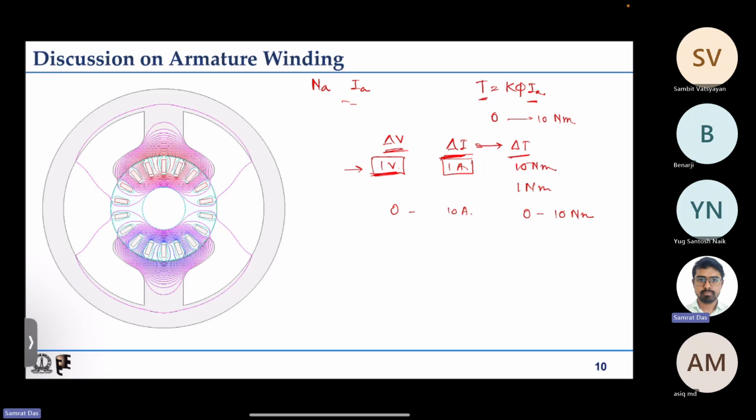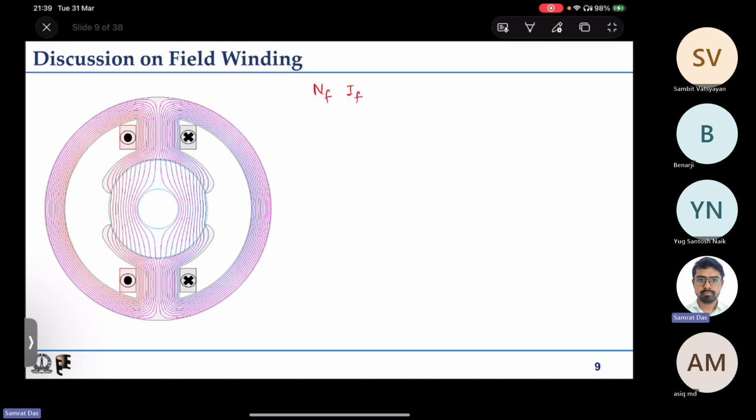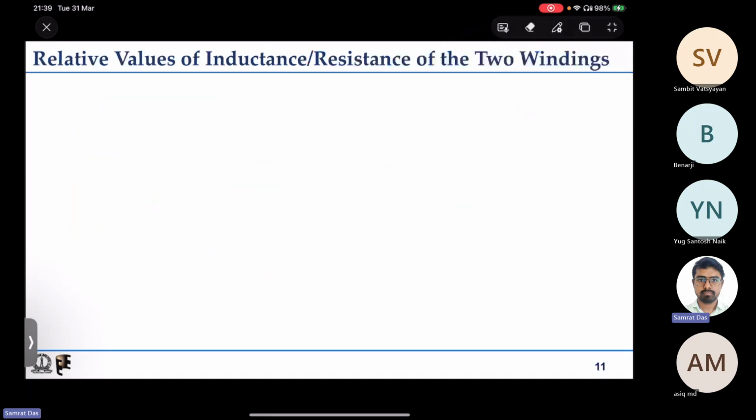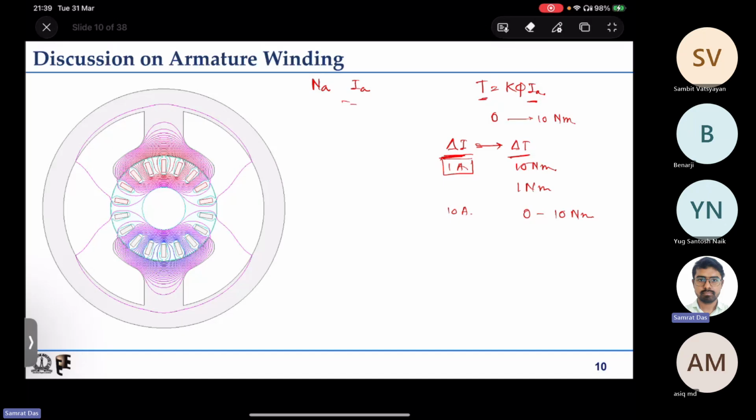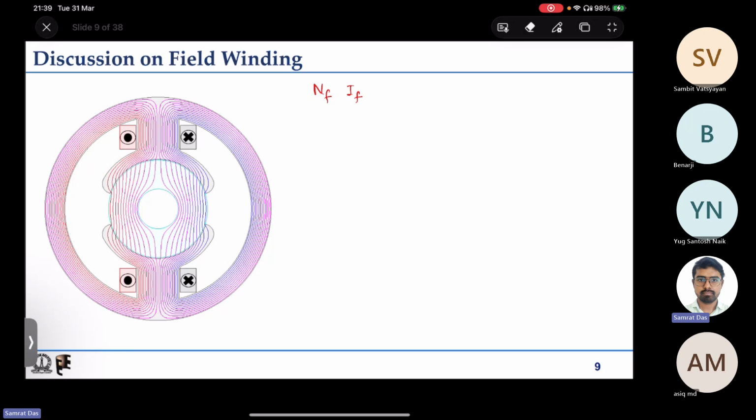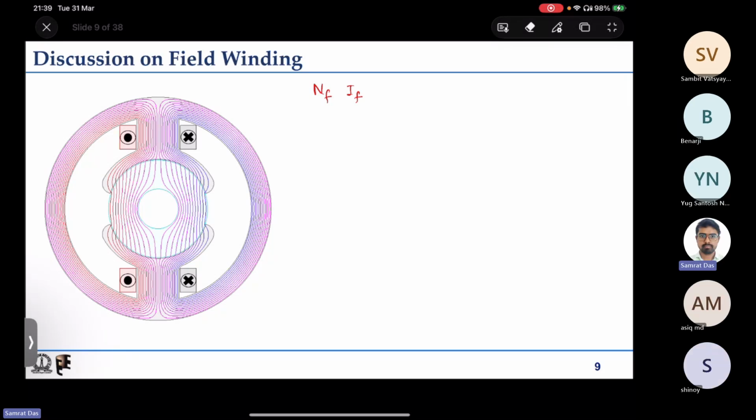But also, let us try to come from a design perspective, which will be more mathematical, and that will clearly tell us why we need certain relative values of currents and field winding number of turns for these cases. Let us try to formalize that from some mathematical equations.